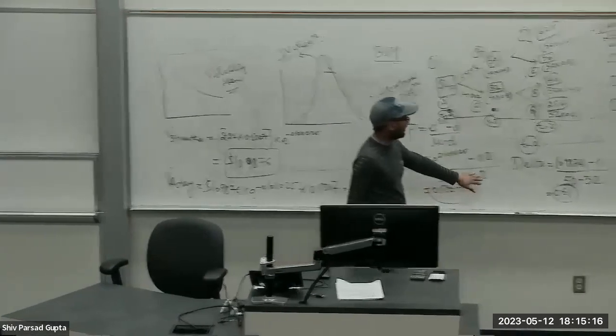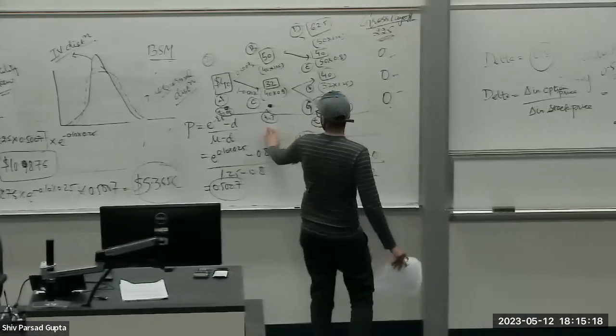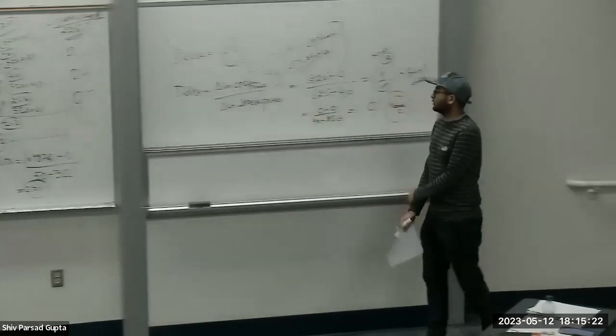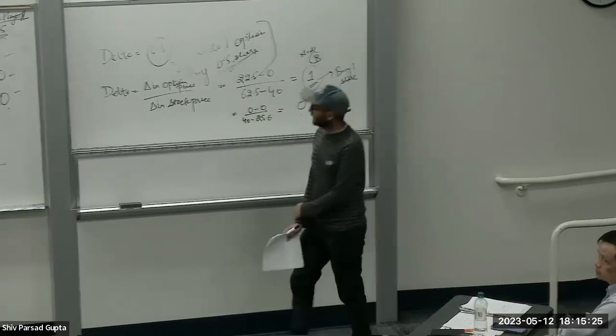So we have actually calculated delta for t is equal to 3, and for t is equal to 0 it is 0.61 shares to buy.